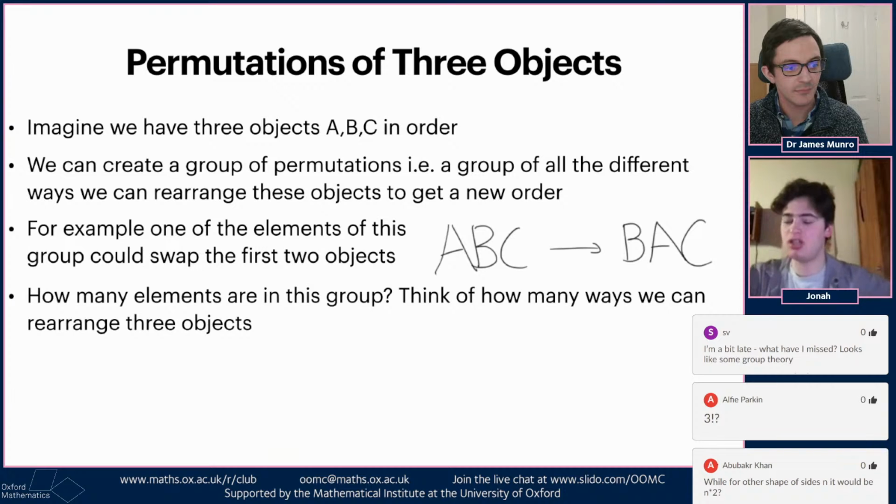How many permutations do you reckon there are? How many different ways do you reckon we can rearrange the 3 objects A, B, and C to get a unique order? I'll give you a second to think about that. Maybe it's worthwhile using a bit of maths similar to what we did earlier, or maybe you'll go into some nice permutation argument. Have a go.